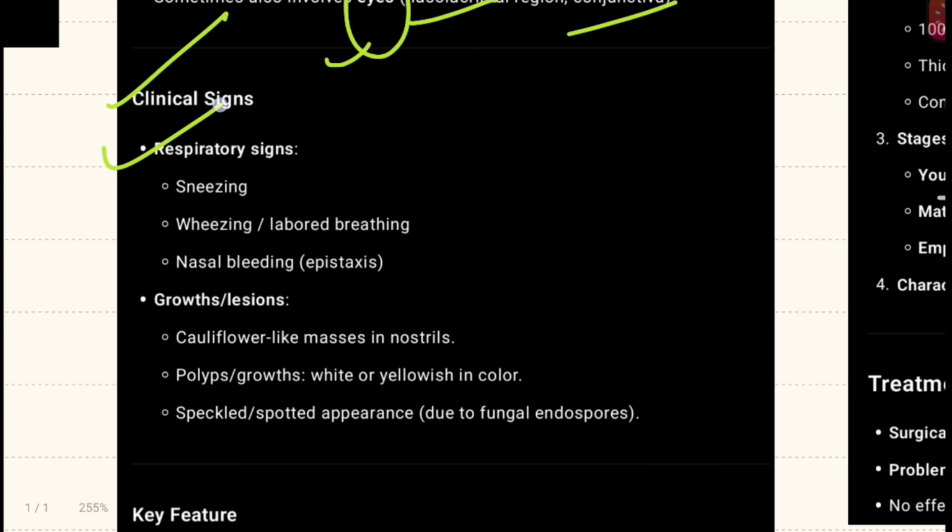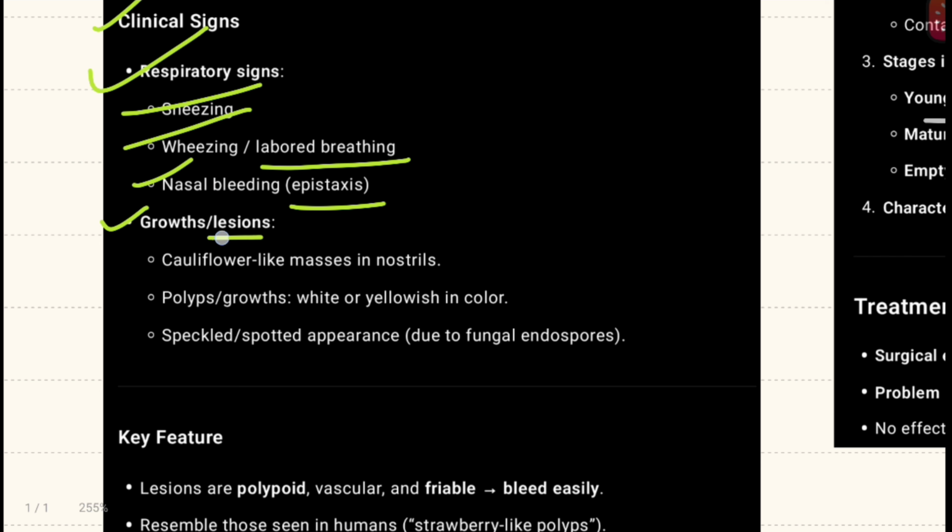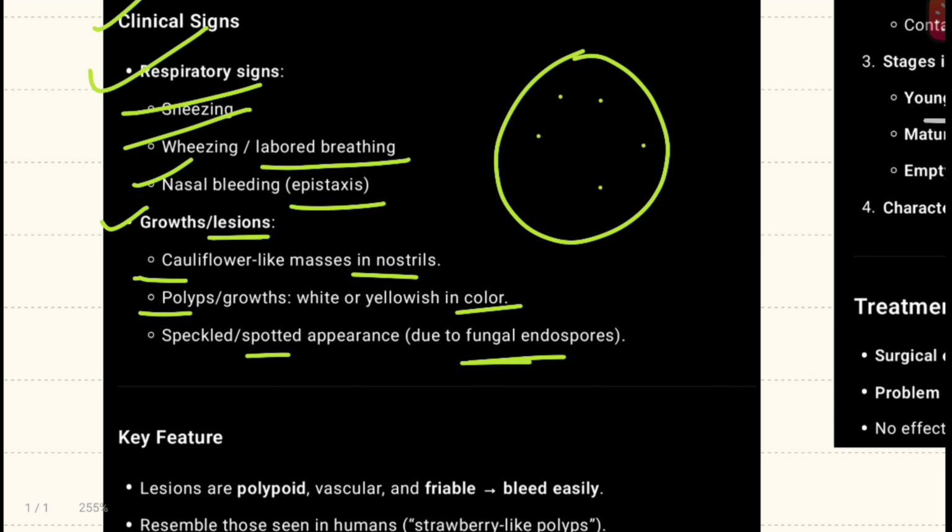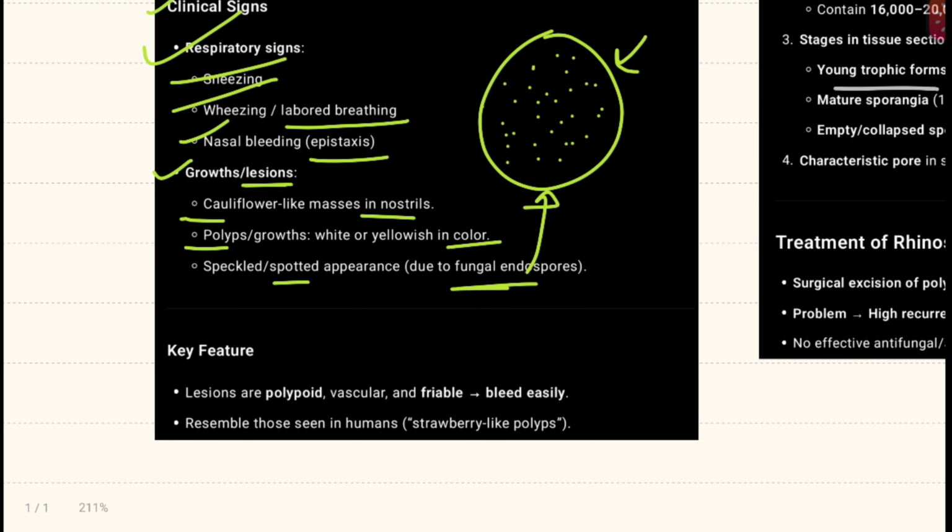The clinical signs are respiratory signs, as we discussed earlier: sneezing, wheezing, labored breathing, that is, difficulty in breathing, and nasal bleeding, that is, epistaxis. The growths and lesions look like cauliflower-like masses in the nostrils, and the polyps or growths look white or yellowish in color with a spotted appearance, which is due to the fungal endospores. These polyps growing in the tissues contain fungal endospores. Therefore, they have a spotted appearance. So this is the spotted appearance of nasal polyps or polyps in any other tissue.